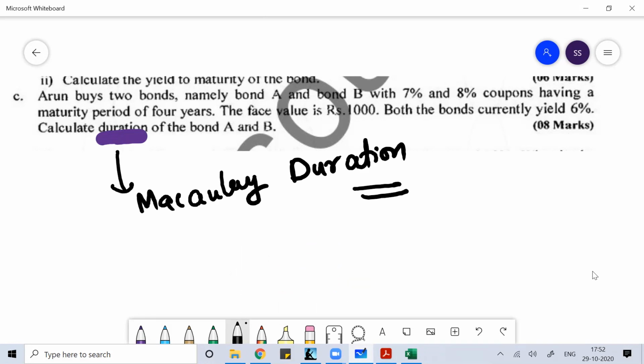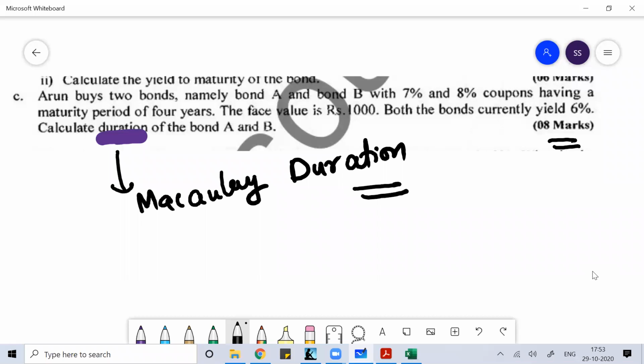So it doesn't matter. We know the relation between both Macaulay and modified. Anyway it's coming for 8 marks in exam. So we'll do both Macaulay duration and modified duration to get the answer. That would be our objective when we solve the problem.